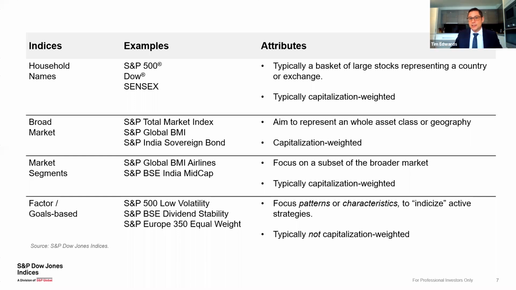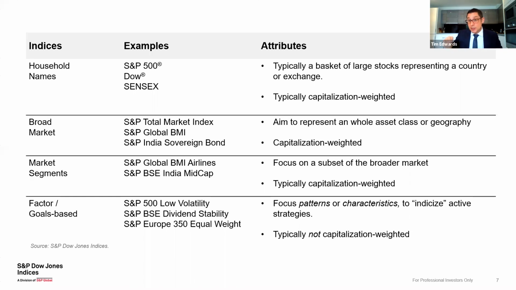The next type of index that we'll talk about is kind of broad market. So examples would be the ones that I showed you for India and Denmark, all those different countries. That's showing you the whole opportunity set of a market. They will represent a whole asset class or a whole geography, and they are nearly always capitalization weighted. So larger companies take a larger weight, smaller companies take a smaller weight, reflecting their dominance or lack of it in the actual local economy.